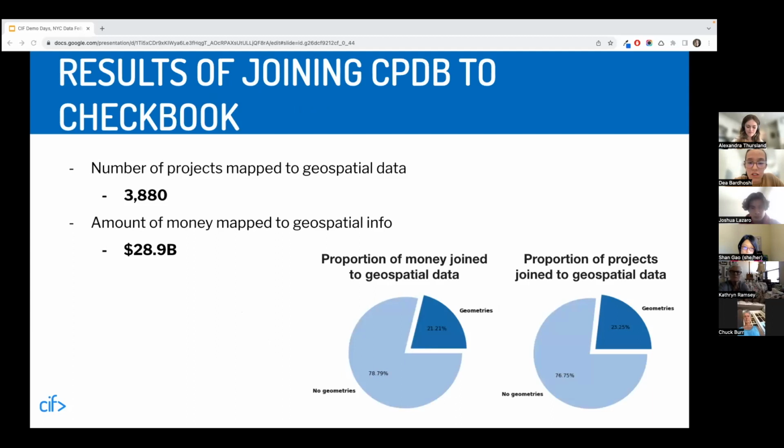So here are some of the results of actually joining CPDB to the checkbook data. As you can see, we were able to map around 3,900 projects out of our around 16,000 projects to geospatial data. And that corresponded to around $29 billion of spending. And what does this mean in terms of proportion of money or proportion of projects? As you can see in the pie charts, the proportion of money that we were able to join to geospatial data accounted for around 21% of the total. And then the proportion of projects that were joined to geospatial data accounted for around 23% of the total number.